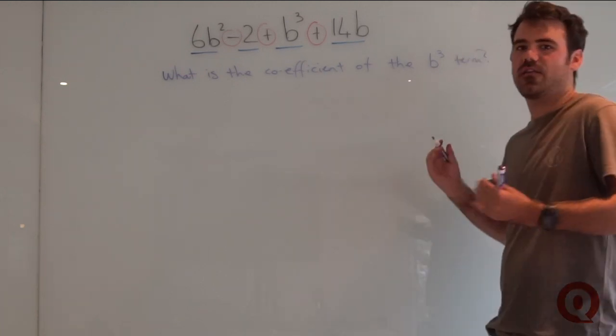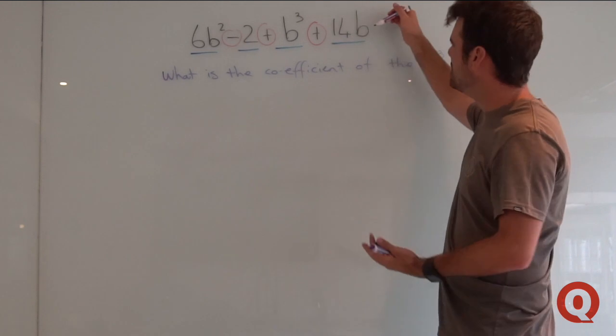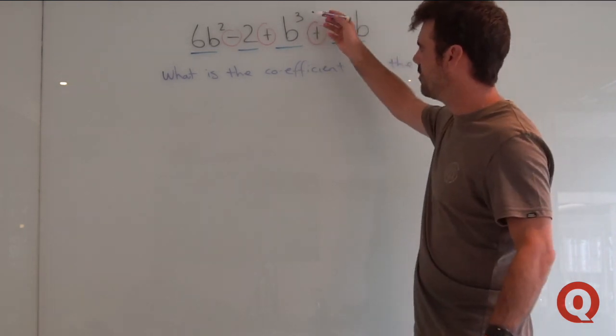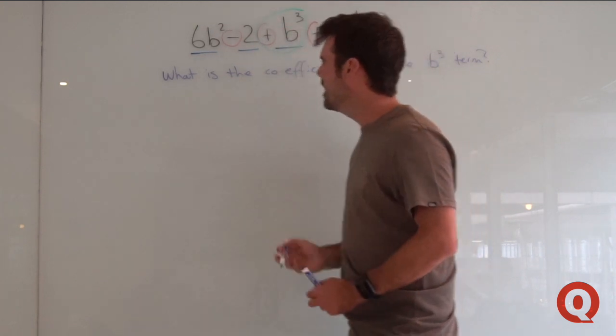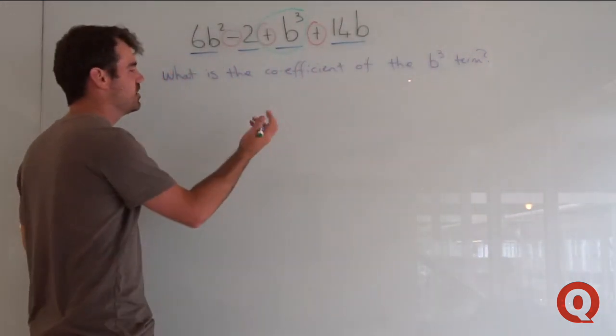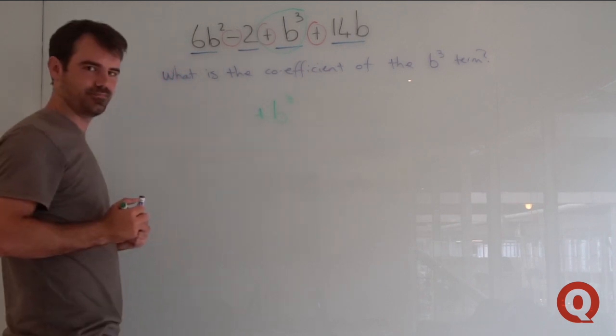So I now need to try and find out, where is this b cubed term? So I look at this one over here, 14b, no, over here, b, here it is. So look how I highlight the entire thing. And we can take it downstairs over here, just so we can look at it together. I've got a positive b cubed.